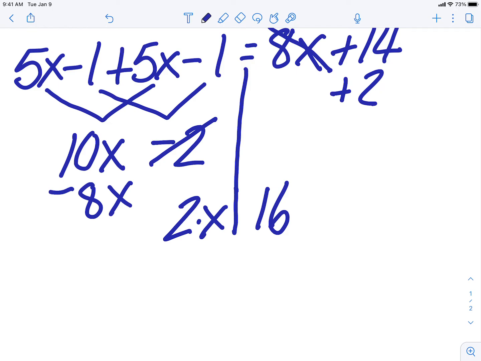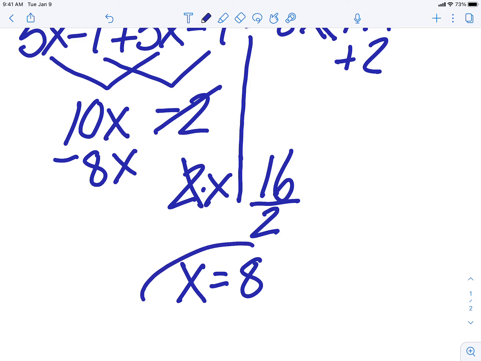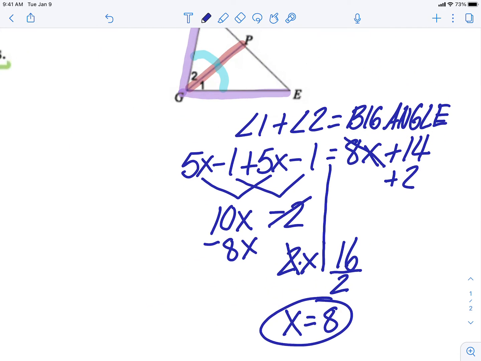Well, this means 2 times x, right? And the opposite of multiplying by 2 is dividing by 2. So I get x is equal to 8. 16 divided by 2 is 8, right?